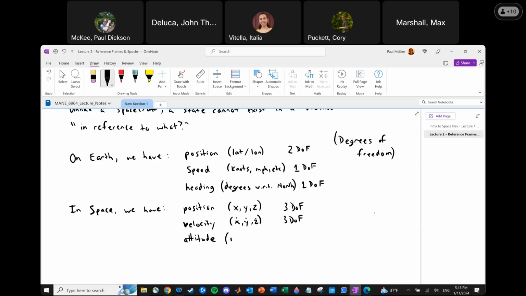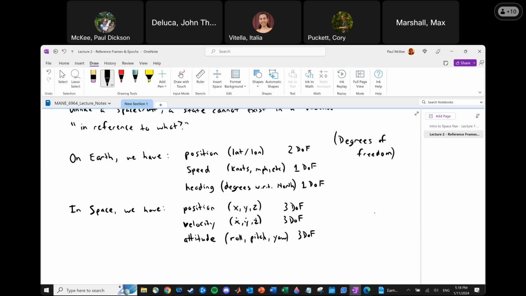You might have heard of your roll, pitch, and your yaw. Those sound familiar? Yeah, I hope so. That's also 3 degrees of freedom. So one way to describe your attitude is with a roll angle, a pitch angle, and a yaw angle. There are other ways of solving it. But in space, your full state has 9 degrees of freedom. So you're not done until you've answered all 9 of these things. Whereas on the surface of the Earth, it's 4 degrees of freedom. So it's a little bit of a harder problem.